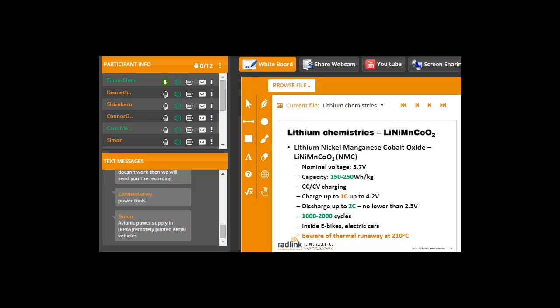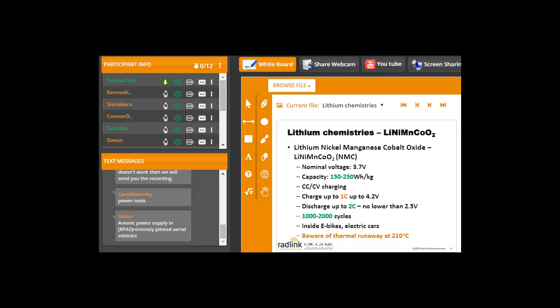The next chemistry I want to talk about is the lithium nickel manganese cobalt oxide. It's a bit of a mouthful, so we shorten it to NMC, so lithium NMC. It's also 3.7 volts. It's got a bit more energy capacity or density than the previous one, but you can only charge it slowly at up to 1C. You can only discharge it up to 2C.